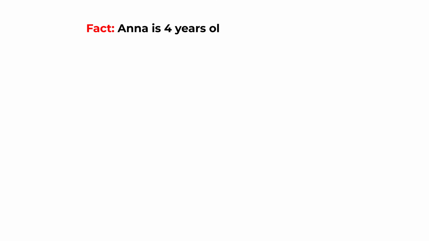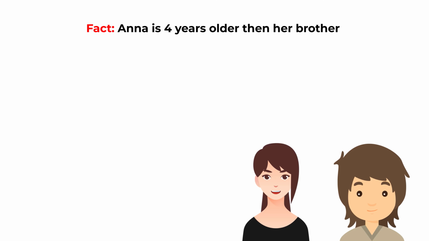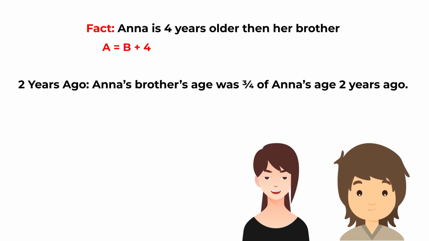In this problem, we're dealing with one fact. Anna is 4 years older than her brother, and this fact never changes. So we can build the formula: Anna's age equals her brother's age plus 4. We are also dealing with age-specific difference at a moment of time. For example, we've learned that Anna's brother's age was 3/4 of Anna's age 2 years ago.